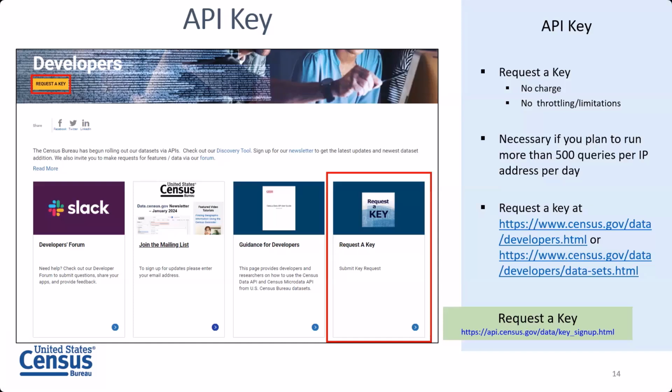I do want to mention when you see me running queries today throughout the webinar, you'll notice I won't be using an API key. That's because I'm not coming anywhere close to running 500 queries today. I'll probably be running maybe 10 or 20 queries as we go through our examples. So I won't be needing an API key today.